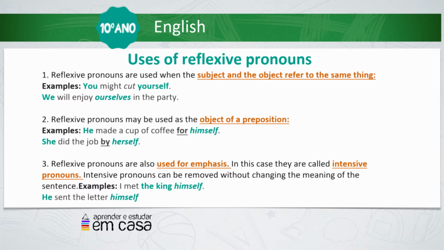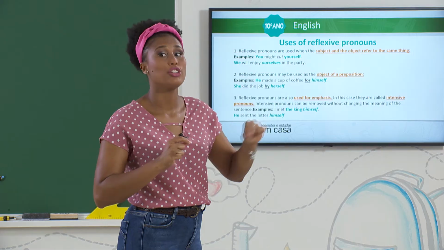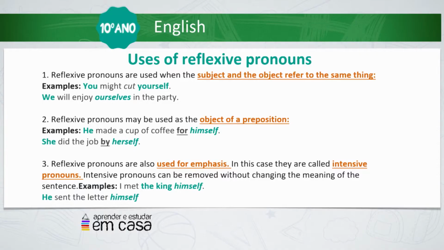Here we have the uses of reflexive pronouns. First, reflexive pronouns are used when the subject and the object refer to the same thing. For example, you may cut yourself. Yourself is referring to you. We will enjoy ourselves at the party. Ourselves is related to we as well.